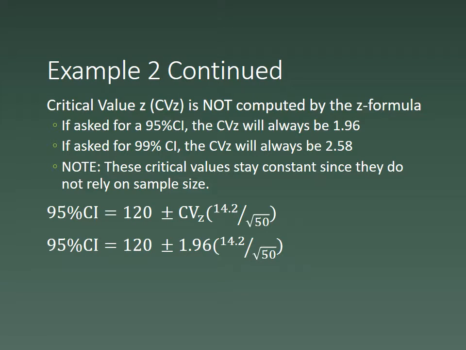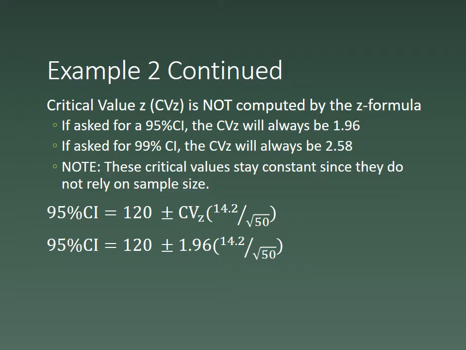The critical value Z, this is really important, is not computed by the Z formula we learned last week. If you're asked for a 95% confidence interval, the CVZ will always be 1.96, plus or minus 1.96. If you're asked for the 99% confidence interval, the CVZ will always be 2.5. These critical values stay constant since they are not relying upon sample size.